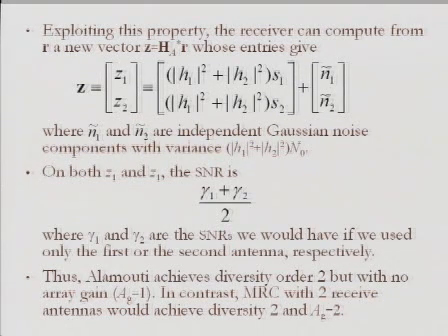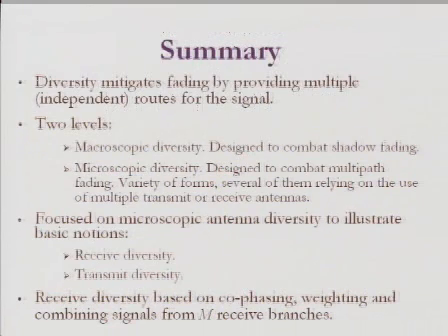Okay, so let's go over the summary. Maybe that'll prompt some other questions. So we saw that the main motivation for diversity was to mitigate fading by providing multiple routes for the signal. There are 2 levels of diversity: macroscopic diversity, which is designed to combat shadow fading, and then microscopic diversity, which is designed to combat multipath fading. And it comes in a variety of forms, many of which rely on the use of multipath. So we focused on microscopic diversity, and we broke it down into receive diversity and transmit diversity.